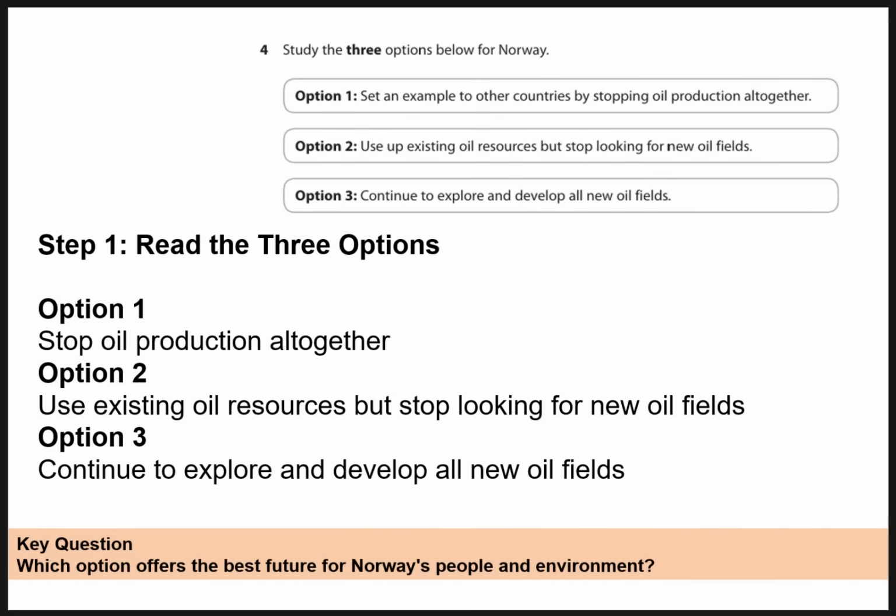Now, this is a good time to read through the options. Option 1, set an example to other countries by stopping oil production altogether. That's an option. Norway could just stop producing altogether. Option 2, use up the existing resources, but stop looking for new oil fields. They know where they are, but stop extracting oil from them. Option 3, continue to explore and develop all new oil fields. So just continue as is, continuing to exploit and to export.